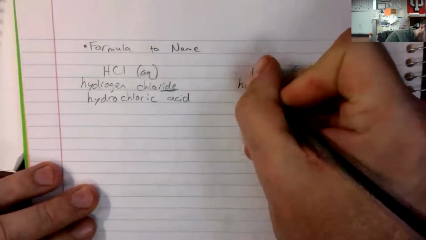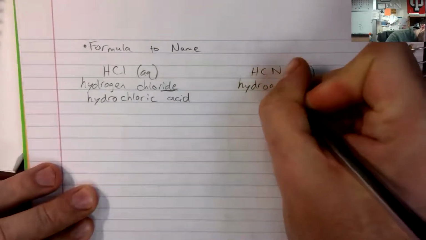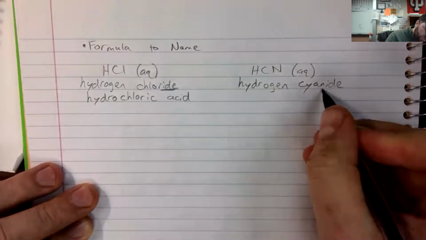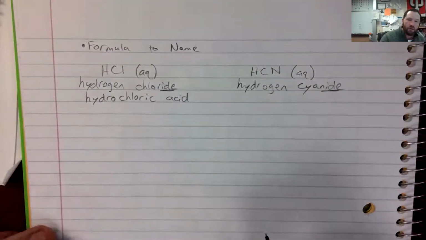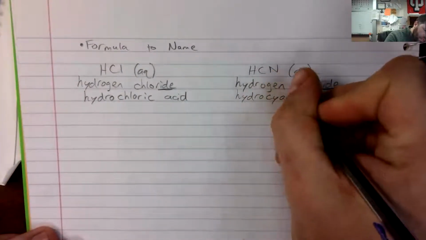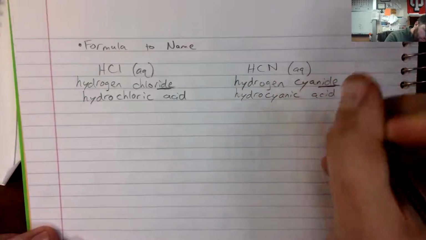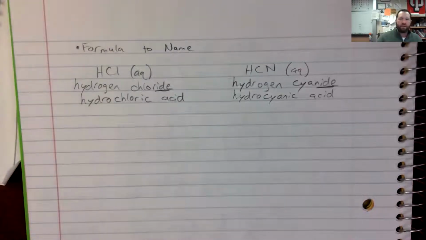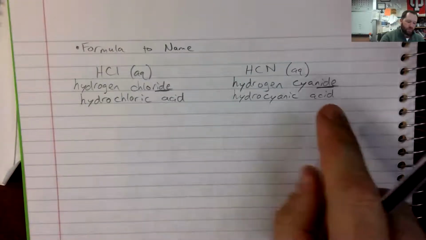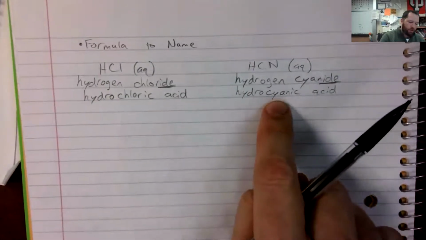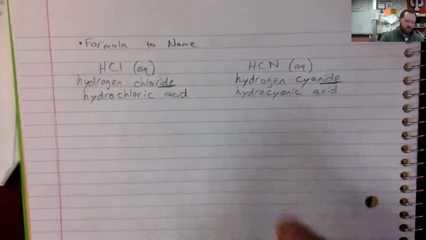If I were to name this regularly, I'd call it hydrogen cyanide. And there's that IDE ending. So we change it to hydrocyanic acid. Hydrocyanic acid. And IDE becomes hydro, anion-ic.